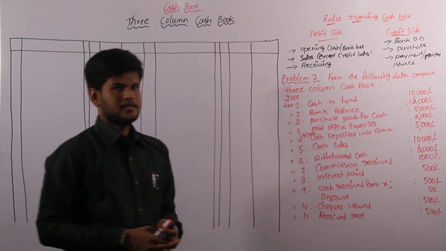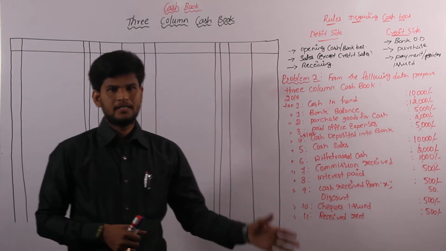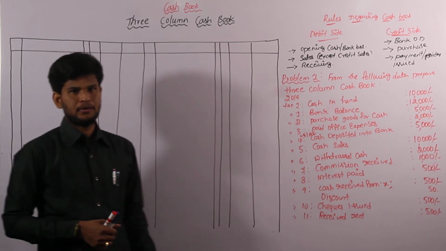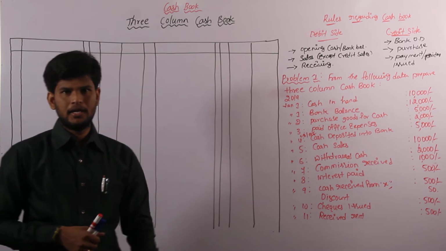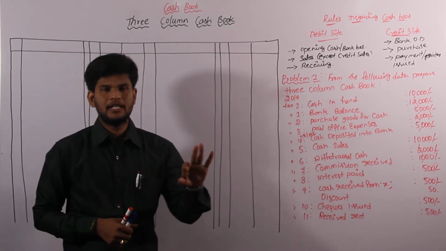Okay, my dear students, come to solve our three-column cash book. Three-column cash book is the third stage of preparing cash book. Cash book is divided into three types: single column cash book, two column cash book, and three column cash book.